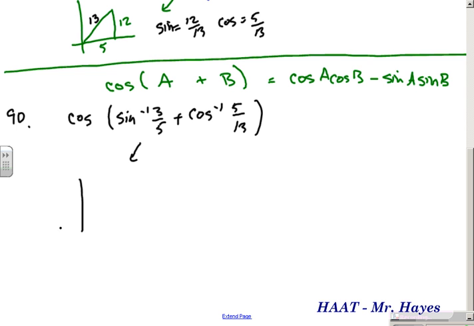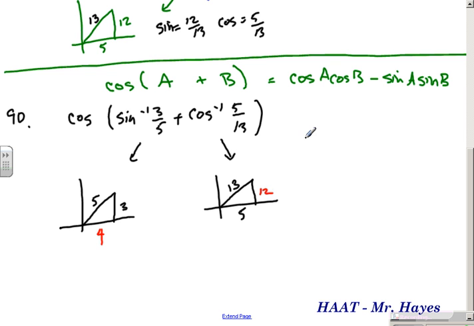Here, sine is positive in quadrant 1. You're drawing yourself a little triangle. Sine is opposite over hypotenuse, so 3 and 5. Step 1a, find the missing part, that would be 4. We're going to do the same thing for the other triangle. This angle, cosine is also positive, so that means it's in quadrant 1. Cosine is adjacent over hypotenuse. Step 1b, find the missing side, that would be 12.